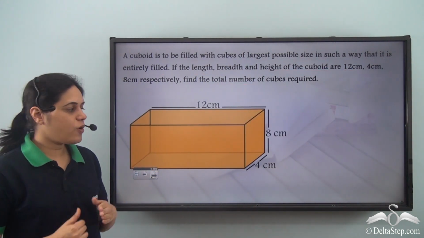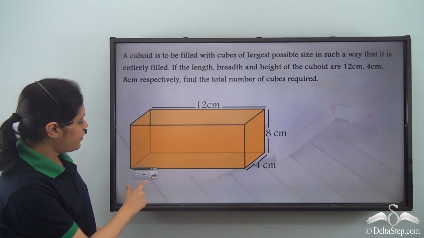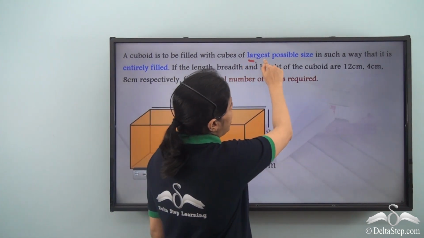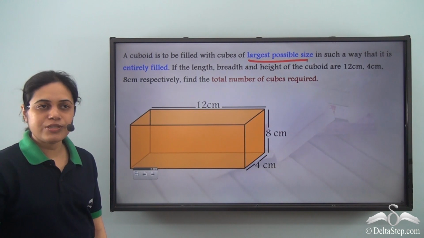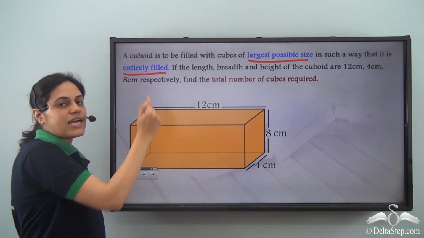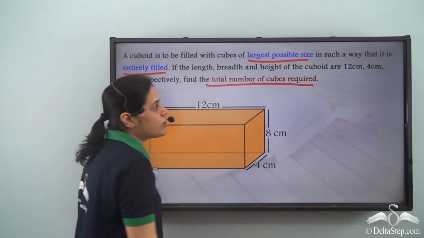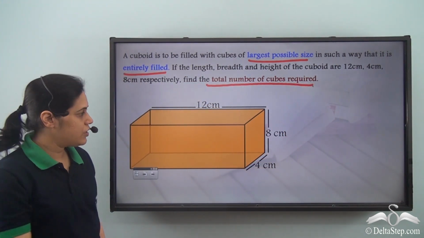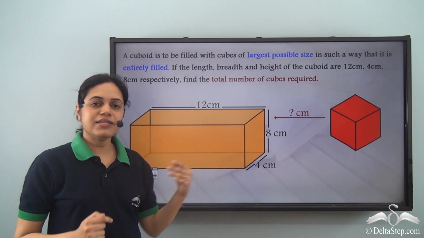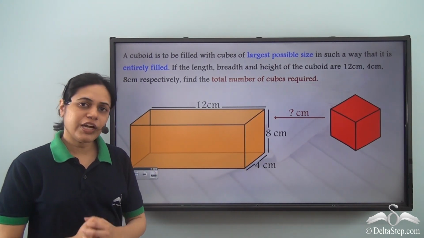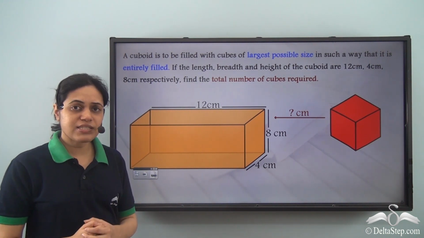So I have this cuboid here. I want to fill it up in such a way with largest possible size cubes such that it is entirely filled, and I need to find the total number of cubes required. So I need to find the size or the dimension of this cube. So how can I do that? Now it is very simple.